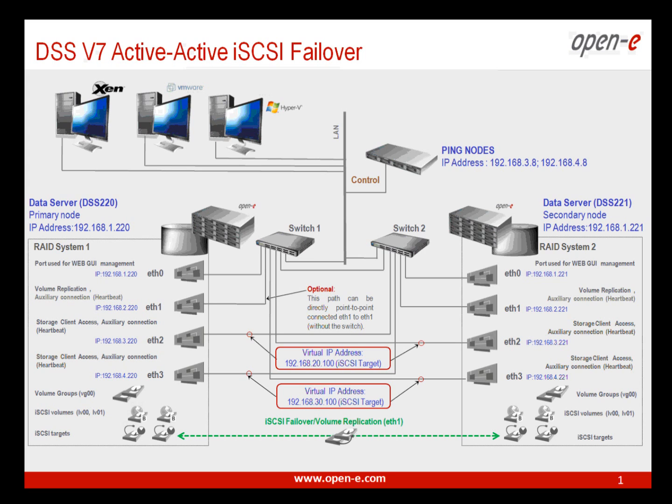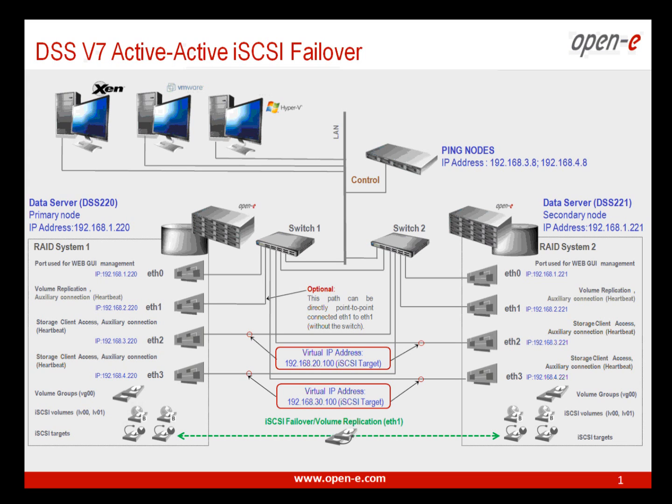You'll notice that there's a line in the middle. We recommend that you directly connect the DSS V7 nodes. Optionally you can also use 10 gigE, which saves you the cost of the switch. So this is really a viable option for you to look into, because if you can get 10 gigE, the cost savings of just directly connecting without a switch is far superior to using 1 gigE.